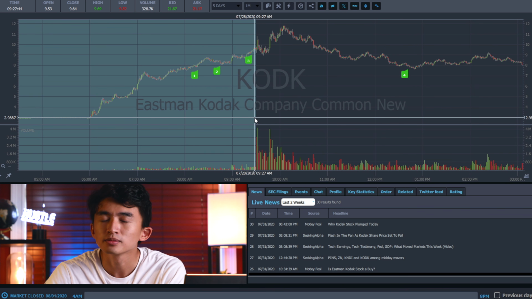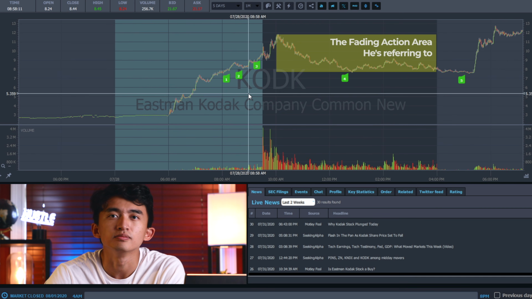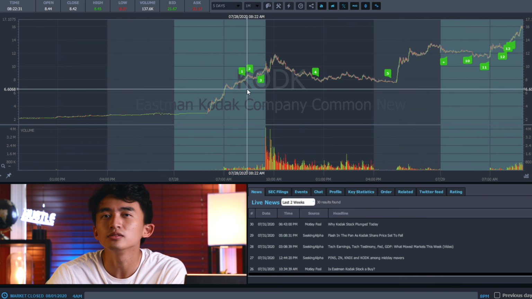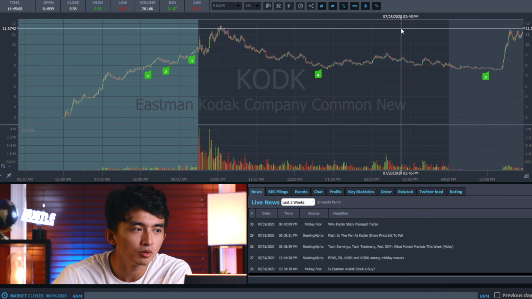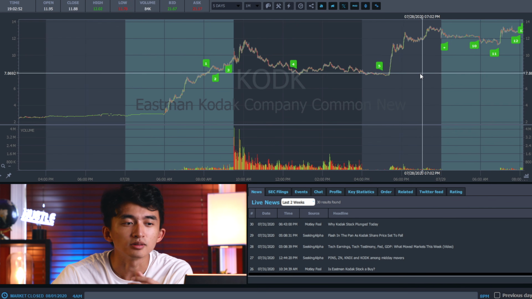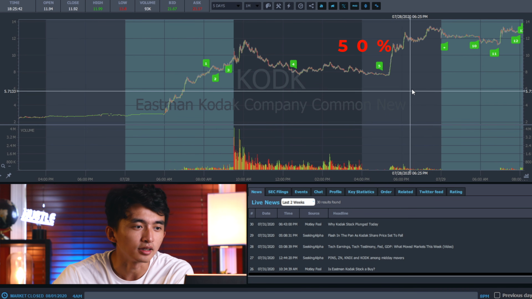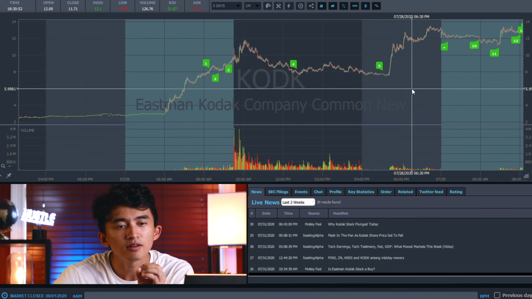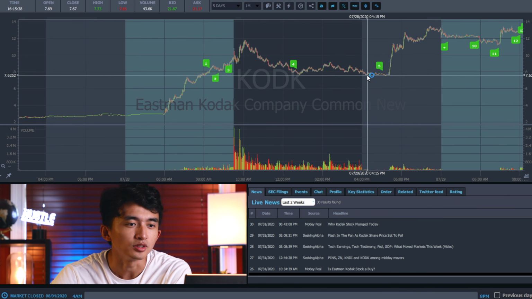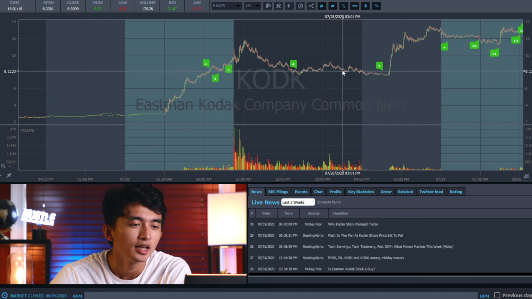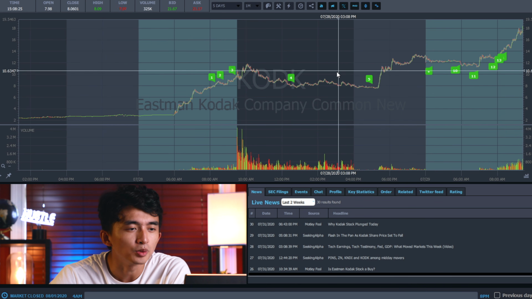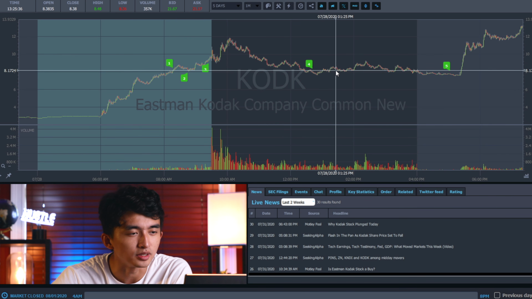Now, for the maximum fading percentage, especially for massive gappers that tend to fade all day, KODK went from 12 to 7. The maximum fading percentage is supposed to be 50% of the entire gain. So the stock still has room to go down after it closes around 7. That's one of the main reasons people held it overnight, especially on the short positions.